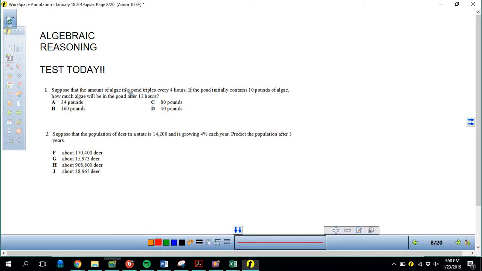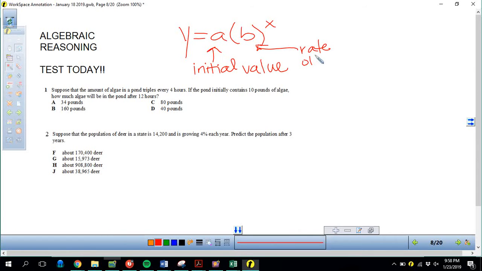Okay, so it says, suppose the amount of algae in a pond triples every 4 hours. If the pond initially contains 10 pounds of algae, how much algae will there be in the pond after 12 hours? So this is what you got to look at, okay? We got to use our y equals a times b to the x formula, and this is going to be our initial value here. And then here, the b value is going to be the rate of growth or decay, and because it is tripling, that would be a growth.